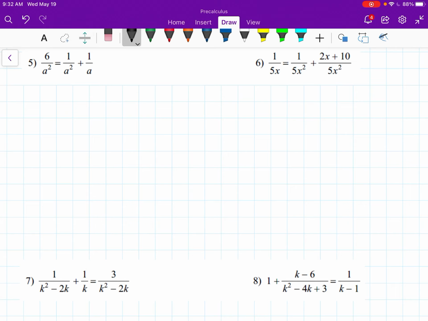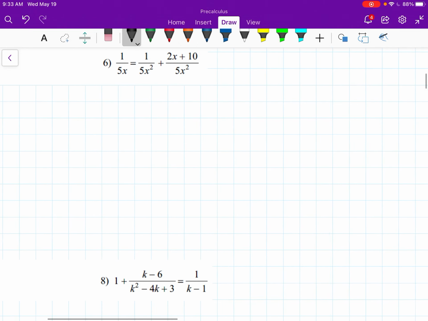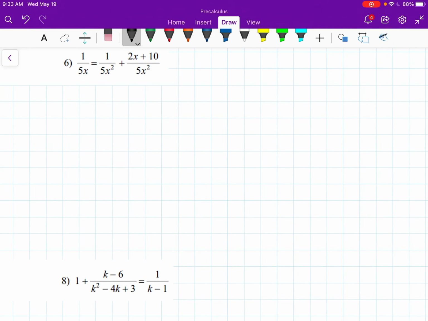So what we want to do when we have rational equations is multiply each side by the least common denominator. For number 6, we have a 5, an x, and this one has an x squared. So our least common denominator is 5x squared. And so we'll multiply both sides by 5x squared.